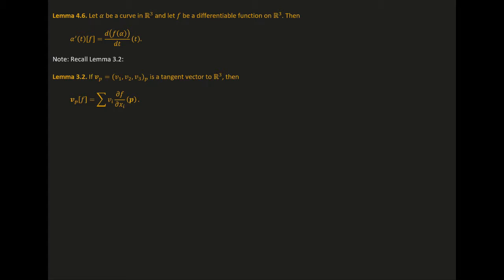Before proving this, we'll just remark that we can use lemma 3.2 immediately for this proof. Lemma 3.2 states that, given a tangent vector v applied to the point p, the directional derivative of f in the direction of vp can be written as this sum, which has the appearance of the chain rule. We'll use lemma 3.2 in just a second. Now let's prove lemma 4.6.